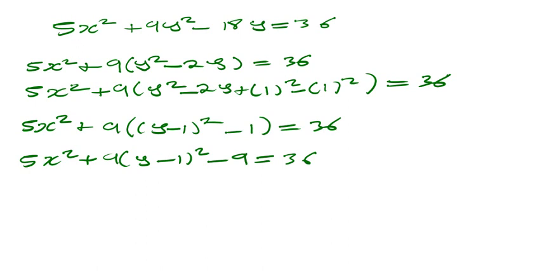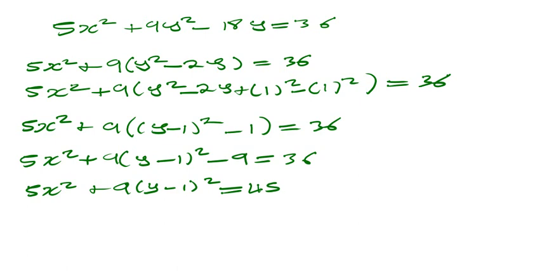So here you're still going to have your 5x squared, plus the 9 times y minus 1 squared, equals to. So here you are going to add 9 on both sides, or you just take this 9 to the other side and it's going to be plus. So that's going to be 36 plus 9, that's going to be 45, I believe, like that.